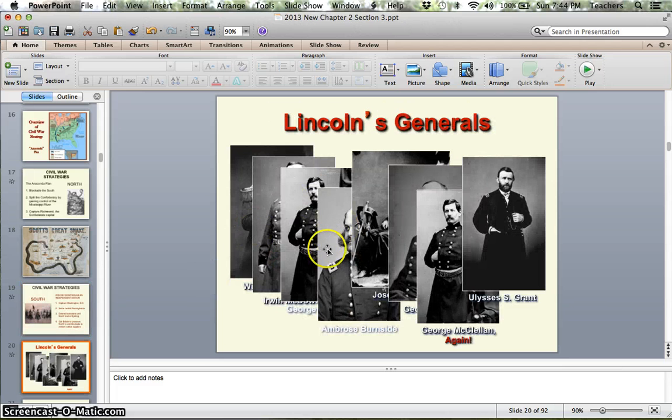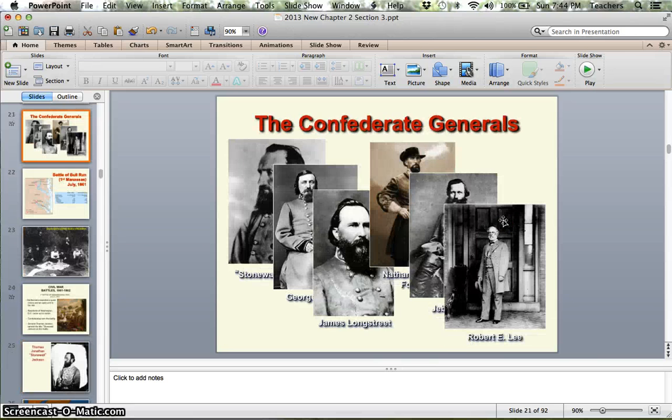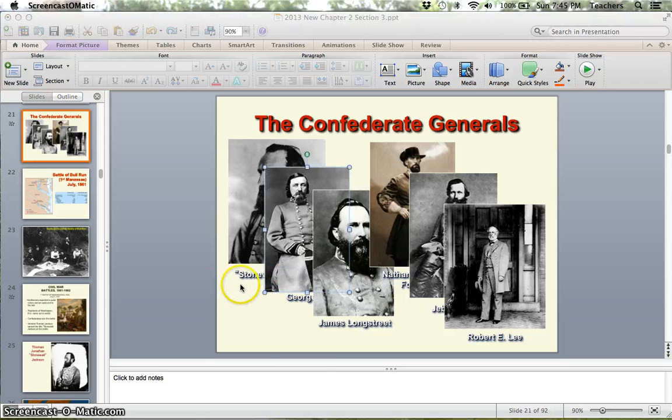I'm not going to show you all these generals right here, but Lincoln went through many, many generals until he found his man, whom he didn't always agree with, which was Ulysses S. Grant. Again, for the South, excellent generals: Robert E. Lee, James Longstreet, Stonewall Jackson, Jeb Stuart, and George Pickett were great generals for the Confederates.